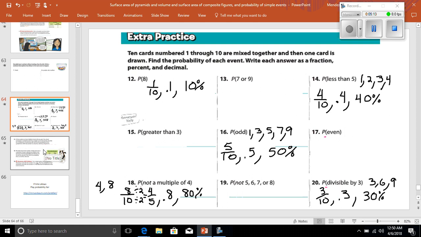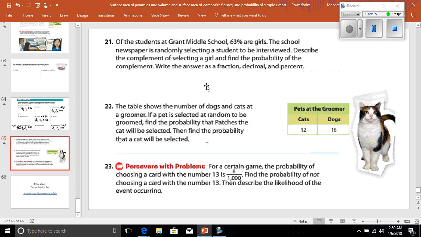Okay, let's go to the last part of the page. It says here, of the students at Grant Middle School, 63% are girls. The school newspaper is randomly selecting a student to be interviewed. Describe the complement of selecting a girl and find the probability of the complement. Write the answer as a fraction, decimal, and percent.